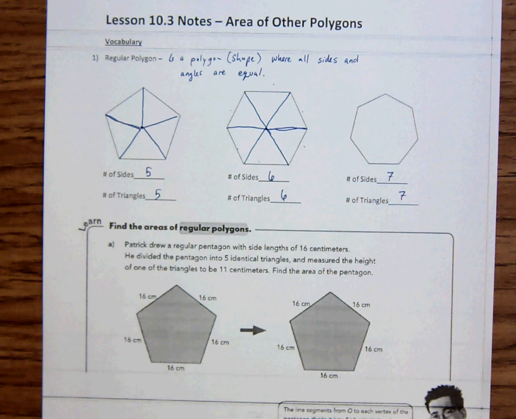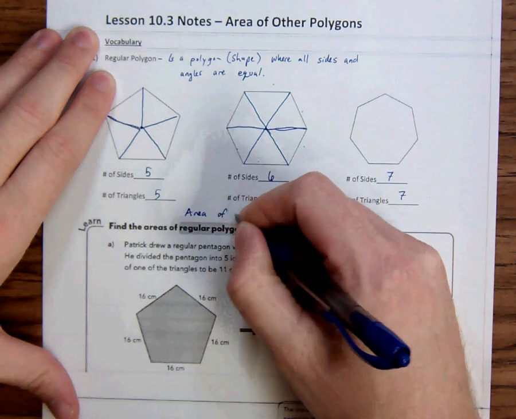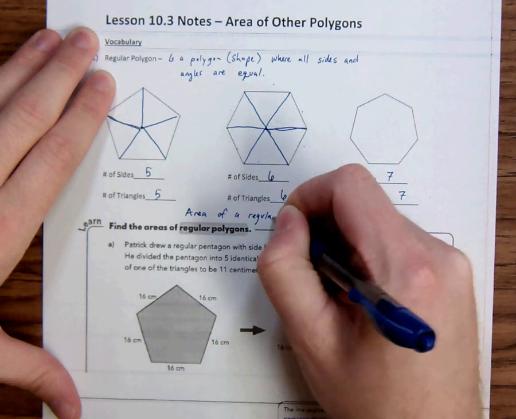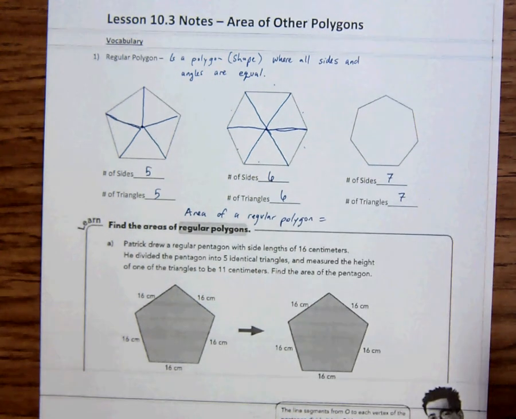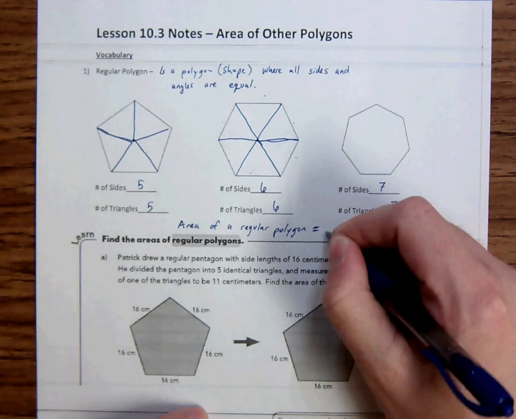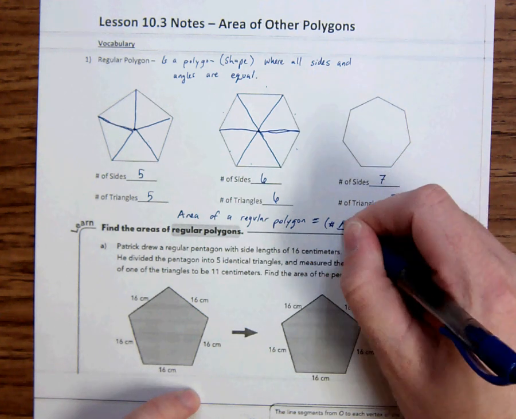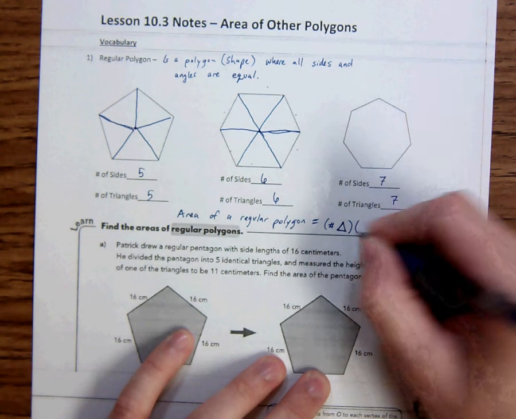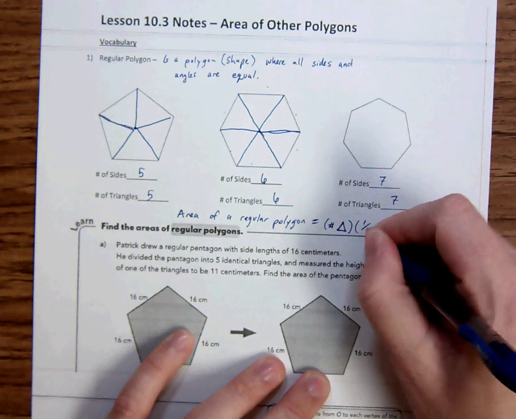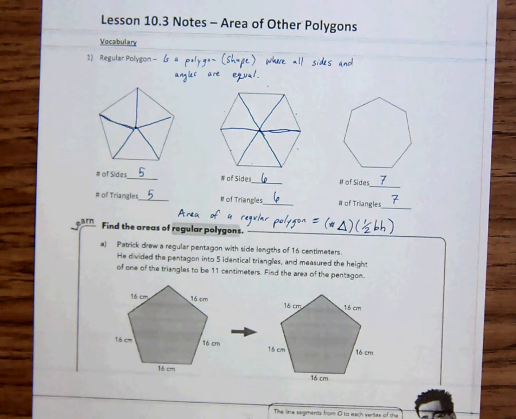Now, how is that important? Well, the area of a regular polygon is equal to the number of triangles, so I'm just going to draw a triangle, times the area of a triangle, guys, 1/2 base times height. So the number of triangles times 1/2 base times height.